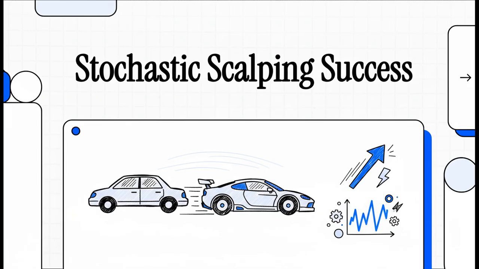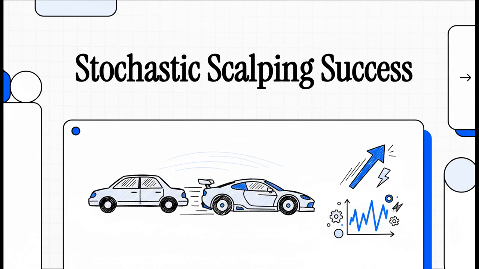All right, let's get right into it. Today, we're jumping into the fast lane, the high-speed world of scalping. We're going to show you how to take a classic tool, the Stochastic Oscillator, and basically tune it up. Think of it like turning a standard family car into a high-performance racing machine that's built for your trading style.